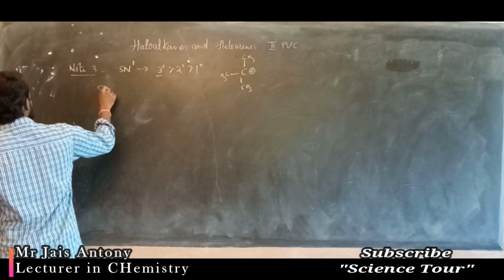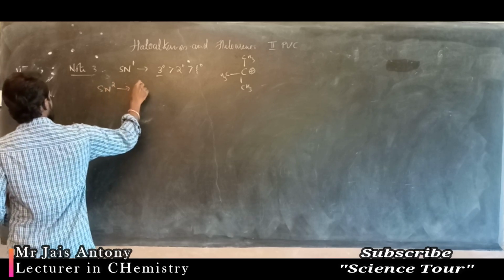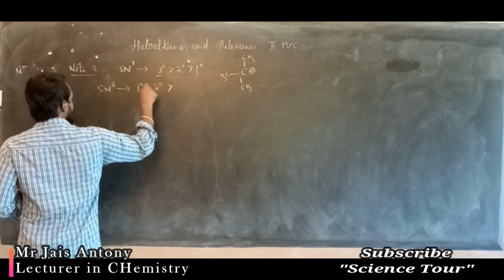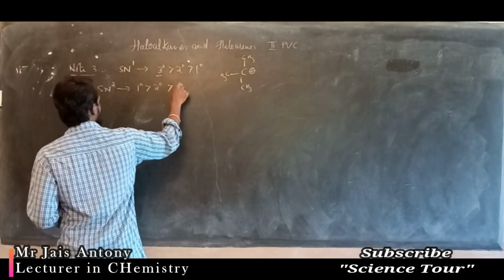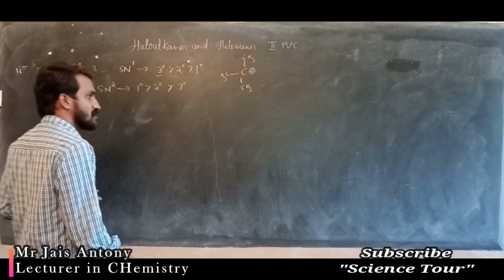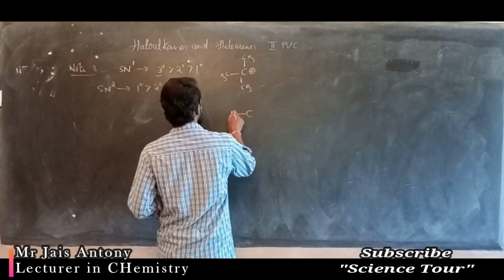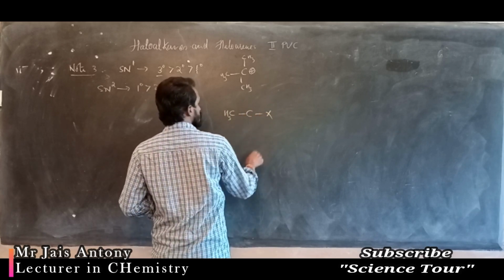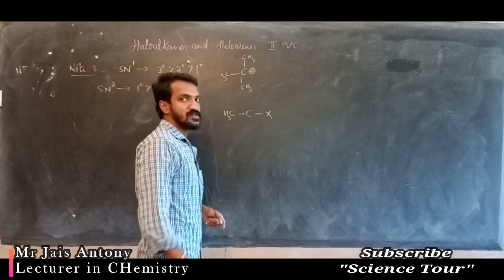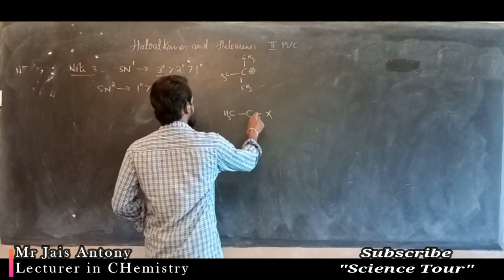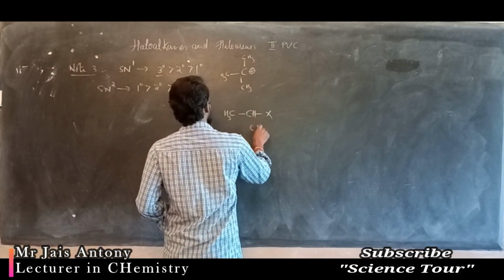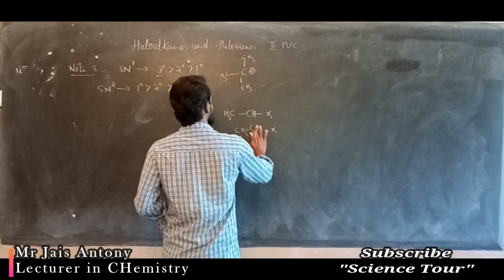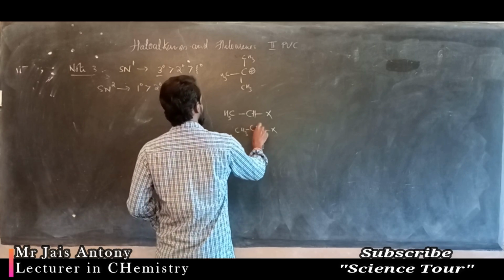In SN2 reaction, it is reversed. Primary carbon is more reactive. There is no carbocation formation. Secondary carbon is less reactive. Imagine this is a primary carbon. This carbon is attached to the leaving group. Understood? This carbon is attached to a single carbon, and this other carbon is attached to two carbons. This is a secondary carbon. Understood? 1, 2, 3, 4. Okay.